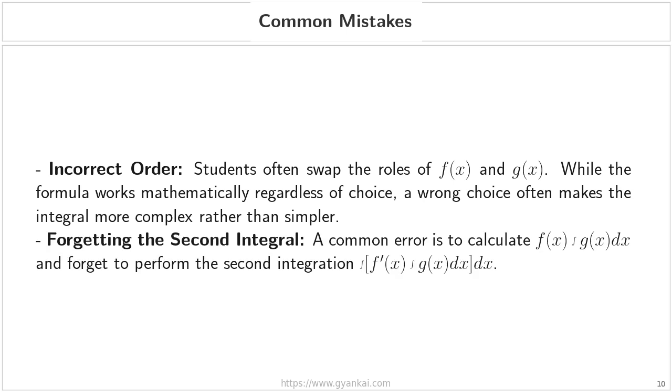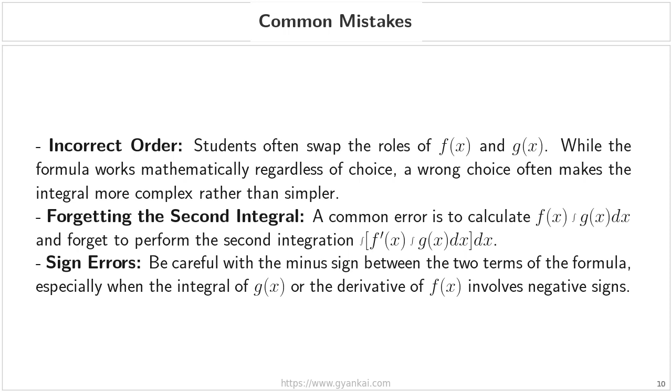Next, we have forgetting the second integral. This is a super common mistake. You correctly calculate the first part of the formula, f of x times the integral of g of x, but then you stop there. Don't forget that there's a second integral you must calculate, the integral of f prime of x times the integral of g of x. It's easy to get focused on the first part and overlook this crucial step. Always double-check that you've accounted for both integrals.